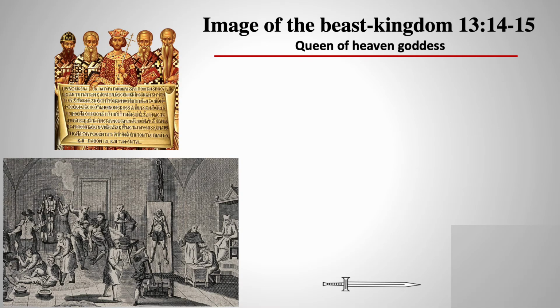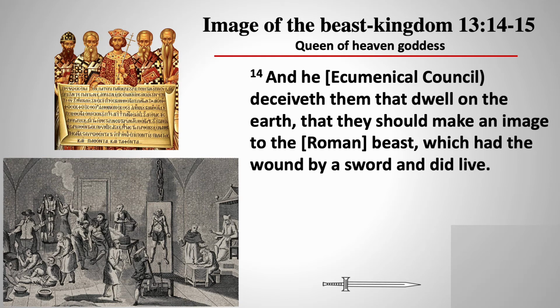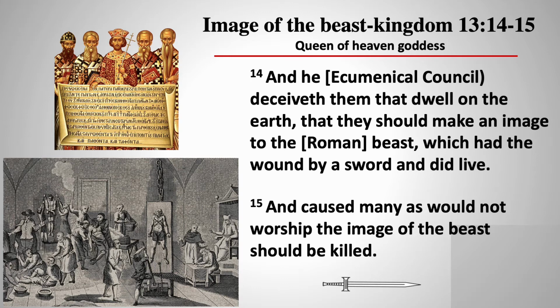The next few slides explain the third tip that identifies the image of the beast kingdom, representing the Queen of Heaven goddess. Verse 14 says that he, the ecumenical councils, deceived them that dwell on the earth, that they should make an image to the Roman beast, which had been wounded by a sword and did live. And verse 15 says it caused many that would not worship the image of the beast to be killed. In other words, verse 14 shows that the ecumenical councils were commanded by Rome to cause people to worship his image, and in the next slides I will show you what she looks like.